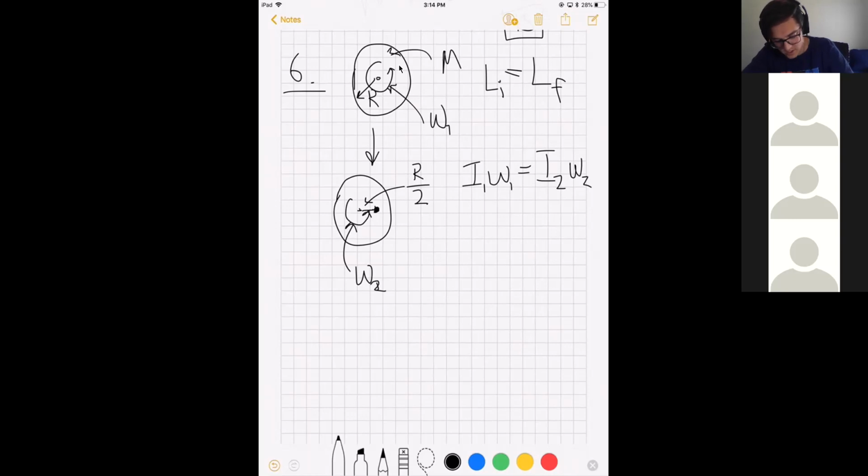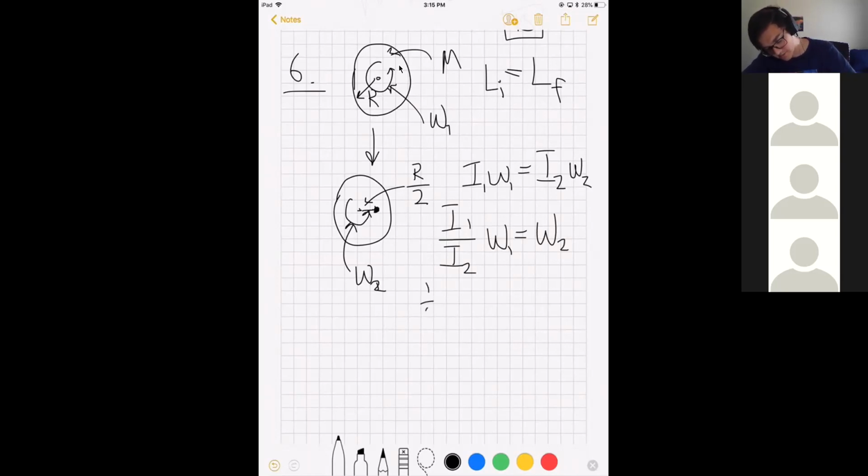So if we're looking for omega 2, it's a good idea to divide over that I2. So I1 divided by I2 times omega 1 is equal to omega 2. Okay, so we've got this formula. Now we just need to slot in what I1 and I2 are. So I1, well, what's spinning here? We've just got this disk. So we know how to describe a disk spinning. If you look at your equation sheet, it's a cylinder or a disk. I don't remember which one it's called.